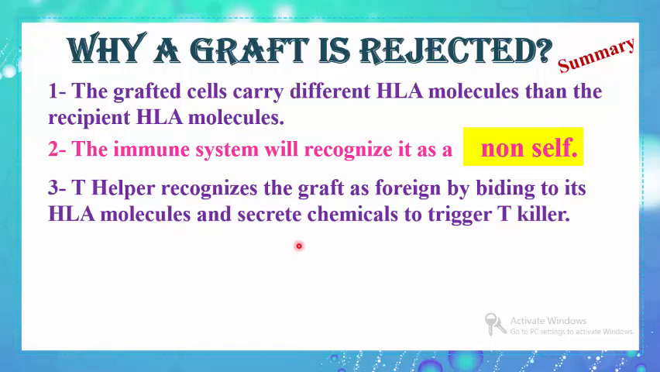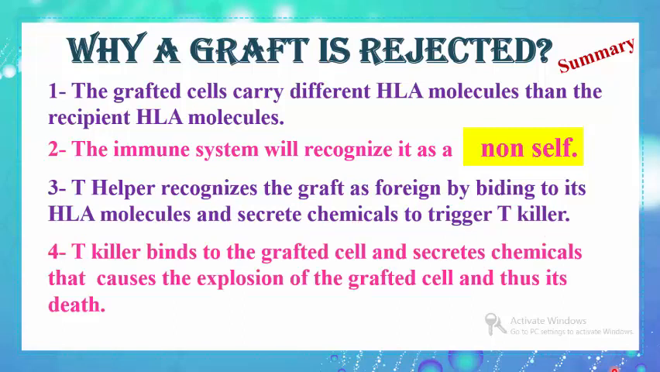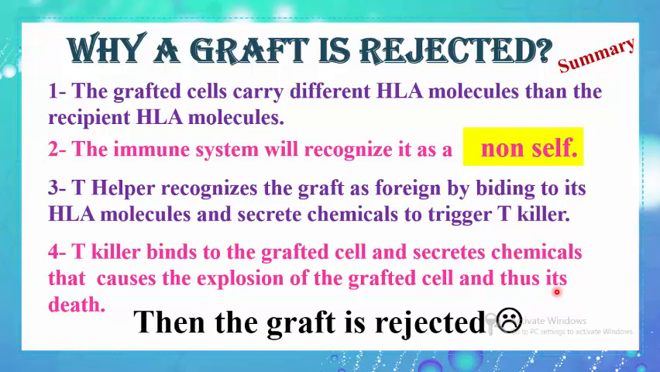How? By the action of the T helper cell, which recognizes the graft as foreign by binding to its HLA molecules, and it secretes chemicals to alert the T killer cell. The T killer cell in turn binds to the grafted cell and secretes chemicals that cause the explosion of the grafted cell and thus its death. At the end, we can say that the graft is rejected. We recall again, since the T killer cell is activated in the graft rejection, the immune response involved in the graft rejection is cell-mediated specific immune response.